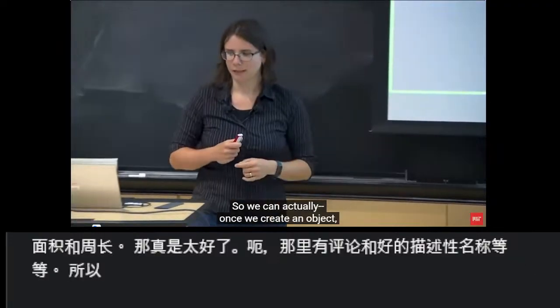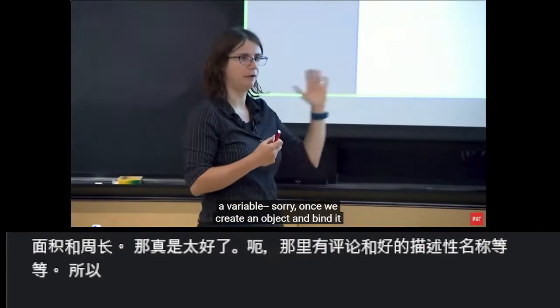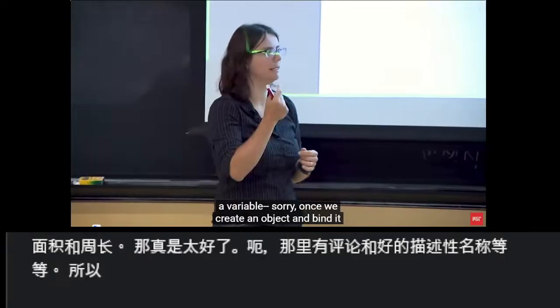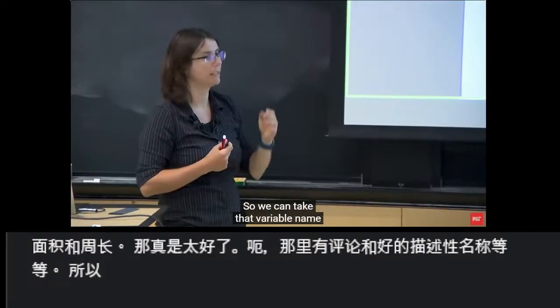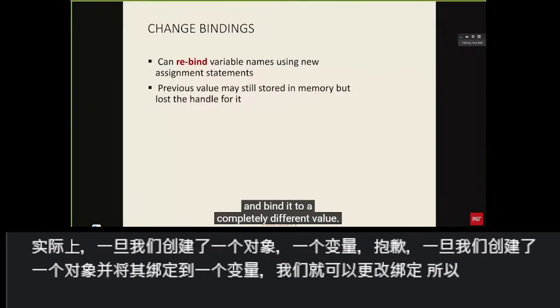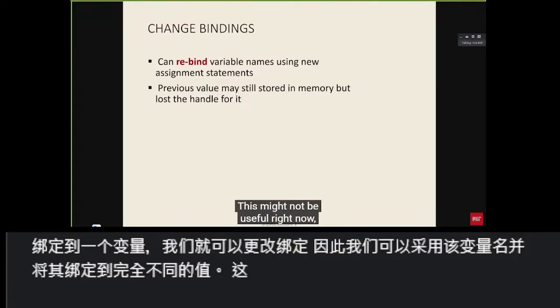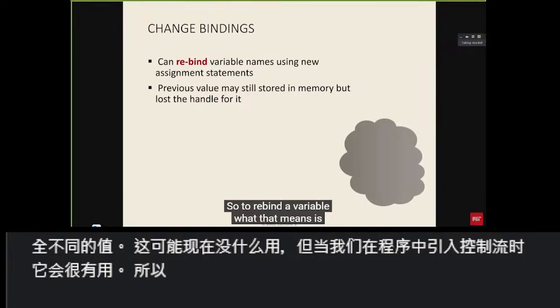Once we create an object and bind it to a variable, we can change the bindings. So we can take that variable name and bind it to a completely different value. This might not be useful right now, but it will be useful when we introduce control flow in our programs. To rebind a variable, we're going to take the name, lose the binding to the previous value, and rebind it to a new value.